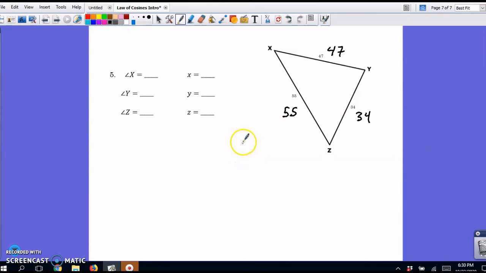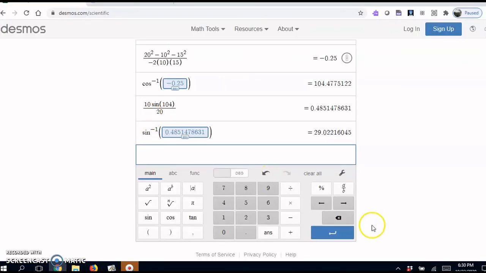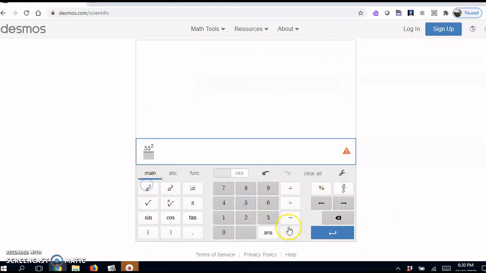All right, hopefully you finished and you're going to check. So the 47 is z, the 55 is between x and z, so it's y, and 34 is x. I'm going to start with the largest one, just in case it's obtuse. So I'd say 55 squared minus 34 squared minus 47 squared, all over negative 2 times 34 times 47, and then inverse cosine. Clear all that. Start with your fraction: 55 squared minus 34 squared minus 47 squared over negative 2 times 34 times 47.